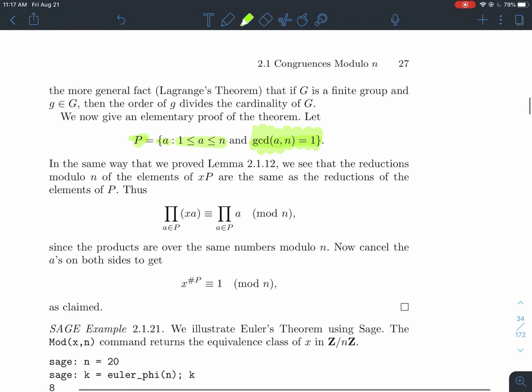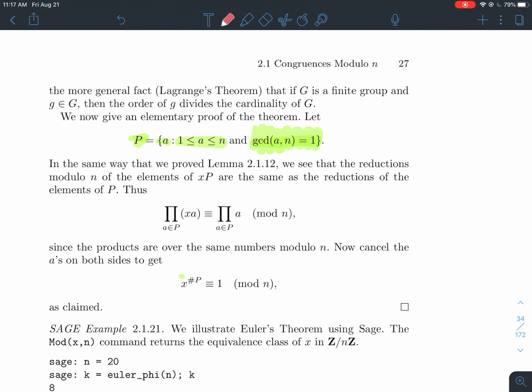I would cancel out all the a's, and then what do I have? Well, how many times do I multiply x to itself? This says you're going to multiply however many factors you have in P. So in particular, you would have x raised to the power of however many things are in P. That should give you, when you cancel the a's individually, 1 mod n.